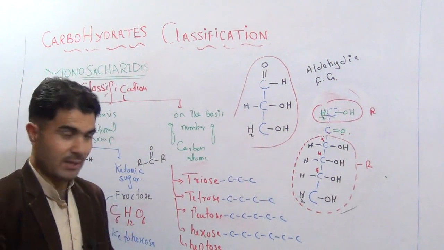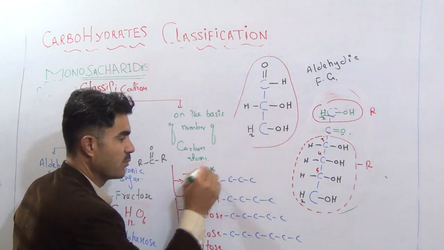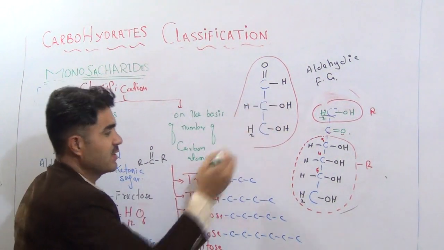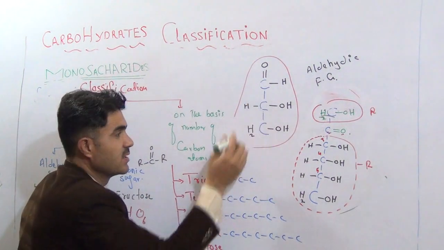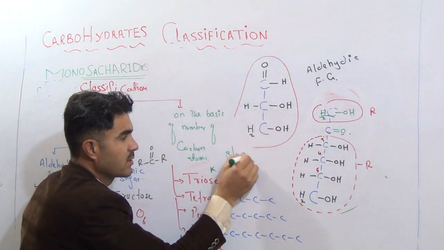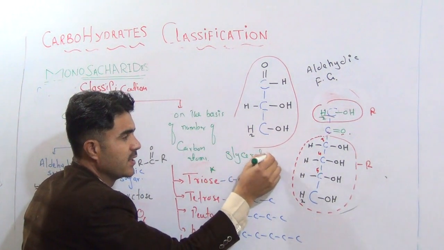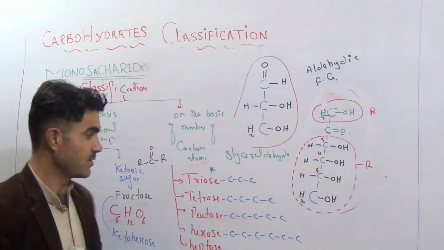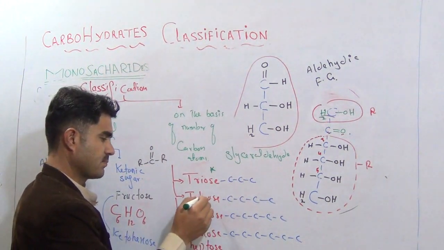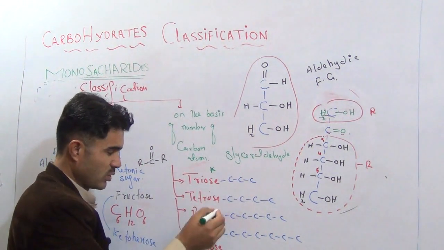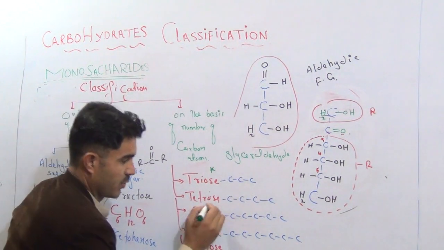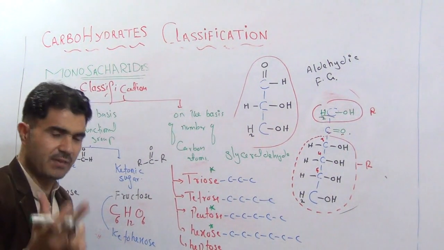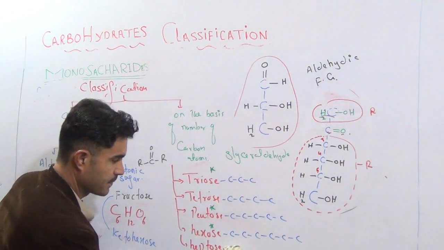Most important ones are the triose. Like this is glyceraldehyde, right? 1 2 3. What is the name of this? The name of this is glyceraldehyde. So this is a triose. We will not require tetrose. However, pentose and hexose, these two are most important. I will give the names of these two as well.